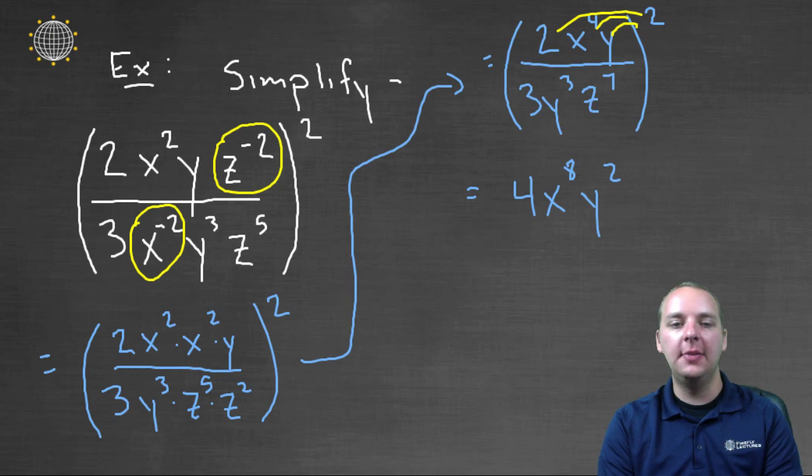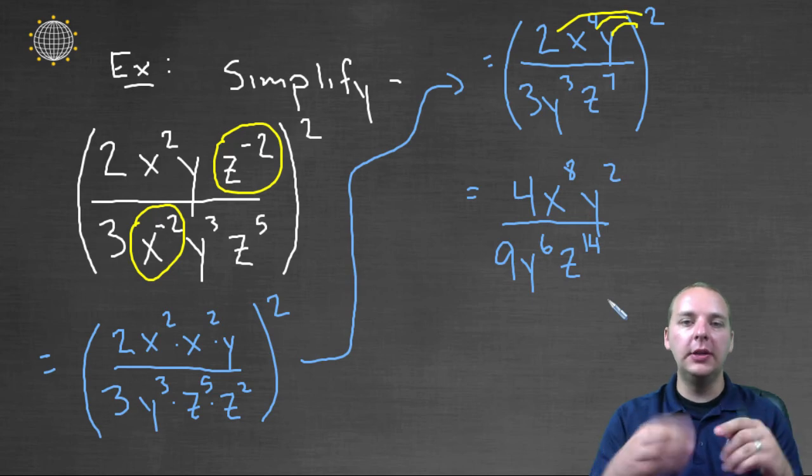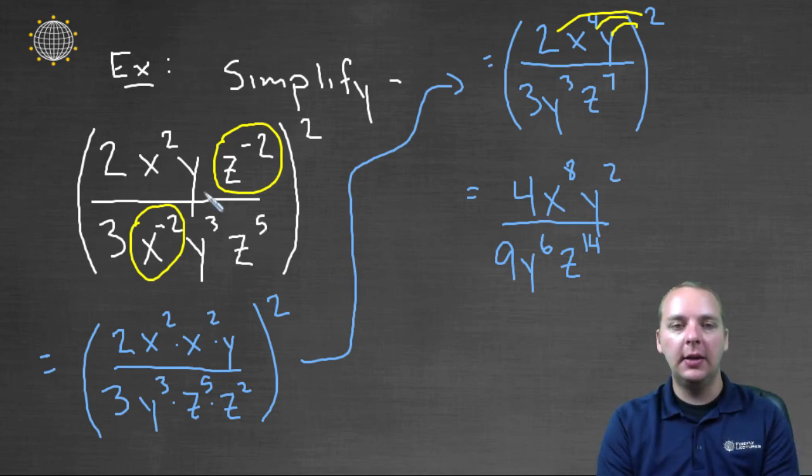Then I have to do the same thing to the denominator. 3 to the second is 9. y to the third to the second is y to the sixth. And z to the seventh to the second is z to the 14th. So both routes will lead you to the correct answer. And so anyways, I think this is our solution for this problem.